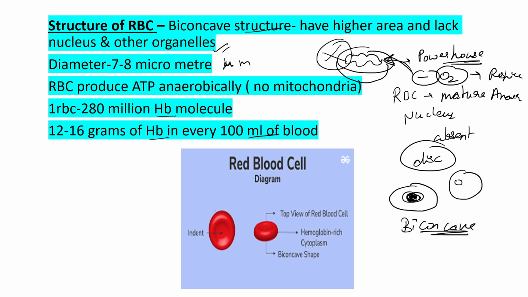So you can also see this diagram of the RBC, the red blood cell diagram. Top view of the red blood cell, hemoglobin-rich cytoplasm. So the cytoplasm is hemoglobin rich and the shape is biconcave. Why biconcave? Because the nucleus is absent. So I think this much is clear to you all.